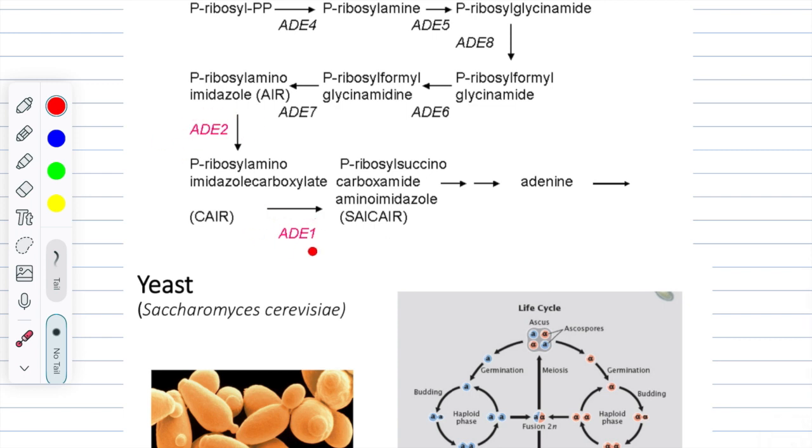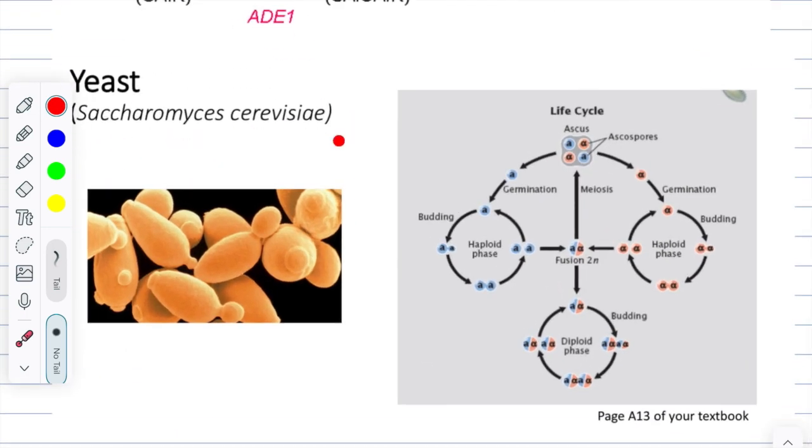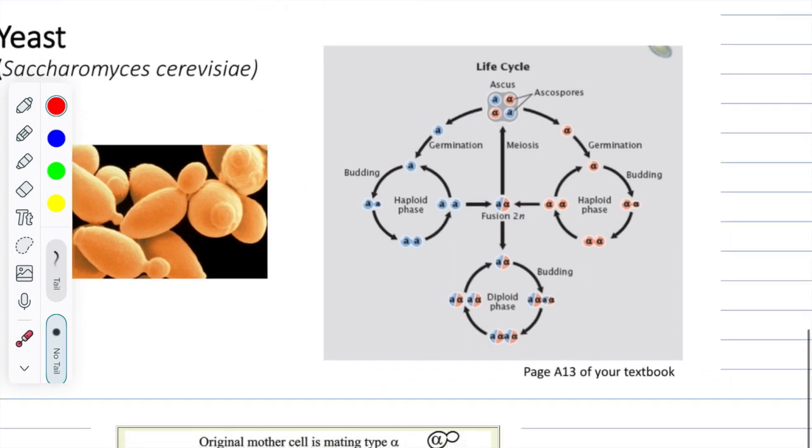And then if the ADE1 is blocked, which is then why we see the white. Actually, that's wrong. But if this isn't blocked up here, it's not going to accumulate that red. So then we're going to go all the way and make adenine, which is why we see the white outcome on the agar plate. And down here, this was just the type of yeast that we were using. I'm not even going to try to pronounce that because it's a long word.